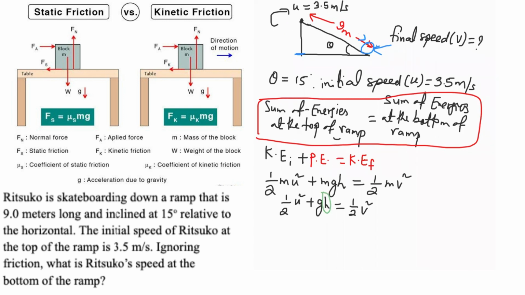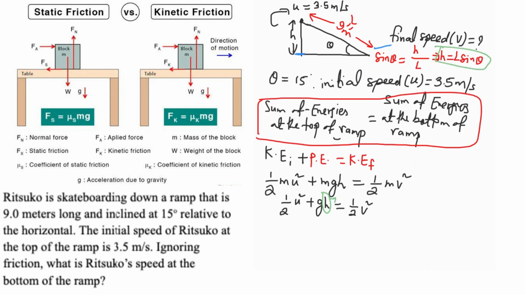We have to do something. Let's recall the knowledge of trigonometry. This is my h. From trigonometry, we know that the value of sine theta is equal to perpendicular by hypotenuse, that is h by L, where L is the length. That means your h is equal to L sine theta. Now I can write this h as L sine theta.